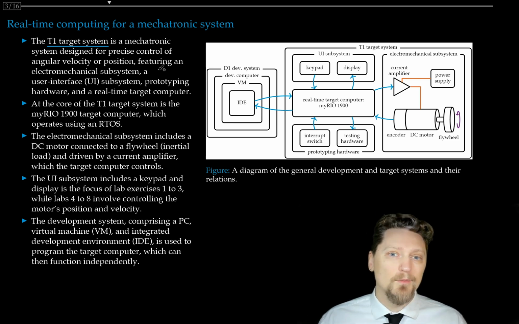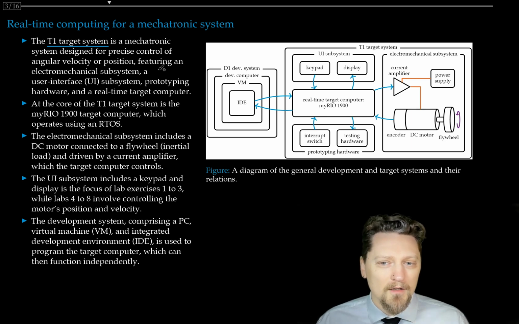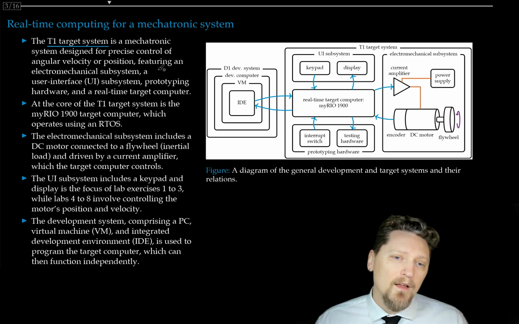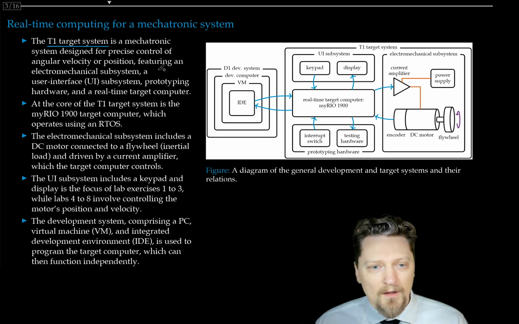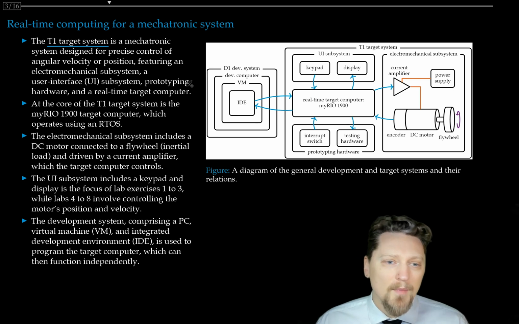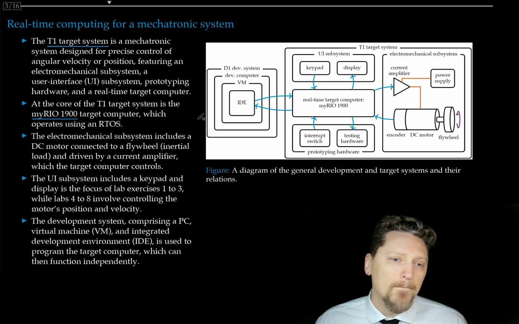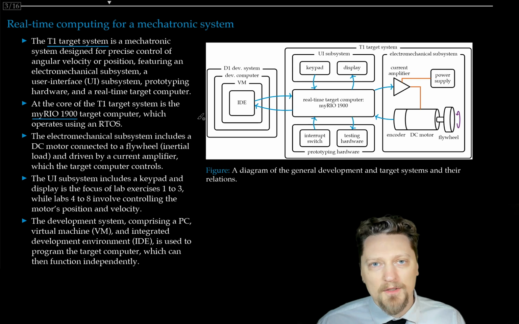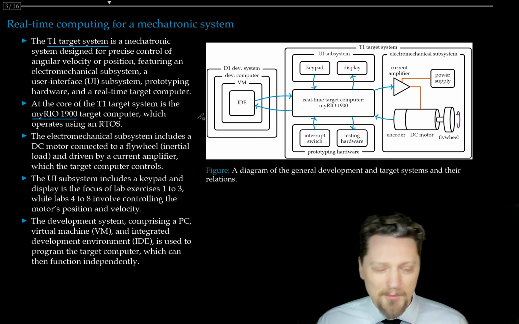It's the hardware. It's what we're trying to control when we do our lab exercises at the end of each chapter. And we're using that as a test bed for the ideas that we're learning in this course. At the core of the T1 target system is the MyRIO 1900 target computer. This is a target computer that's made by National Instruments. It's a single board computer, which operates using an RTOS, which is a real-time operating system. It's real-time Linux, and we'll talk more about it as we proceed.